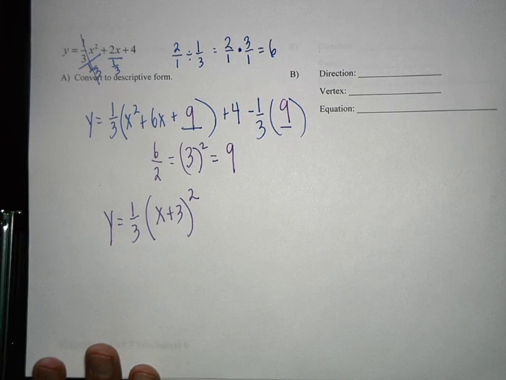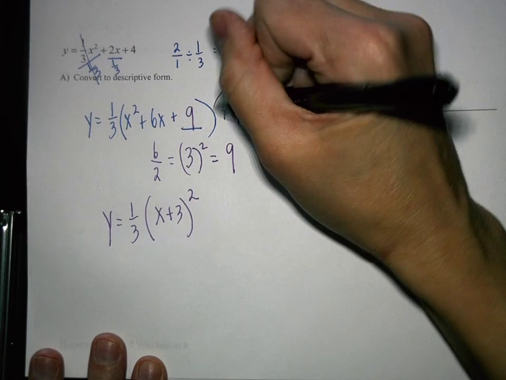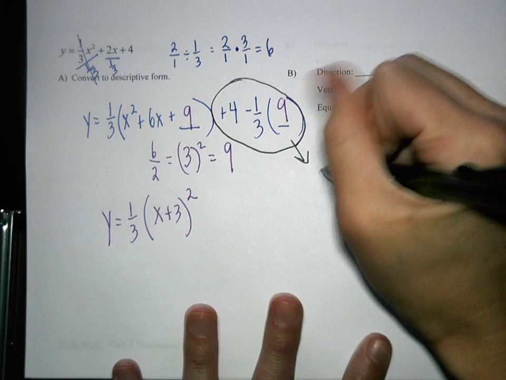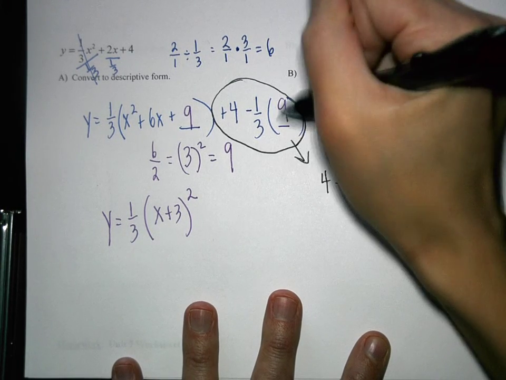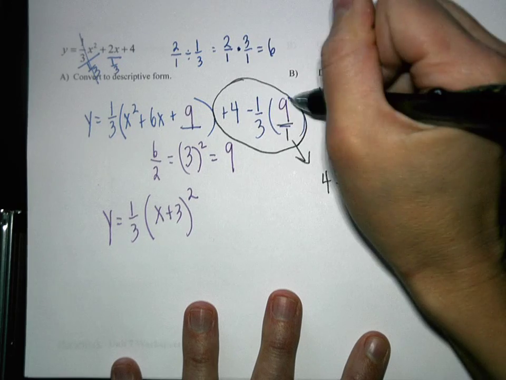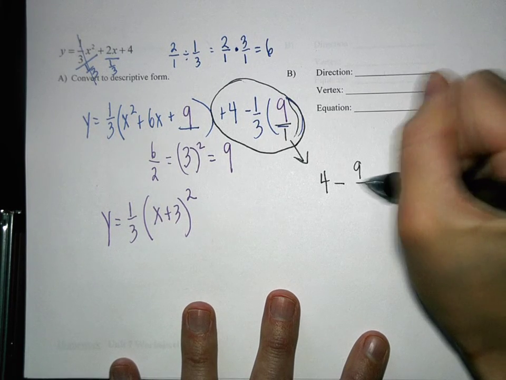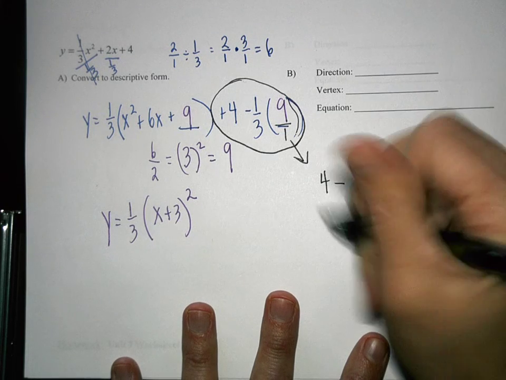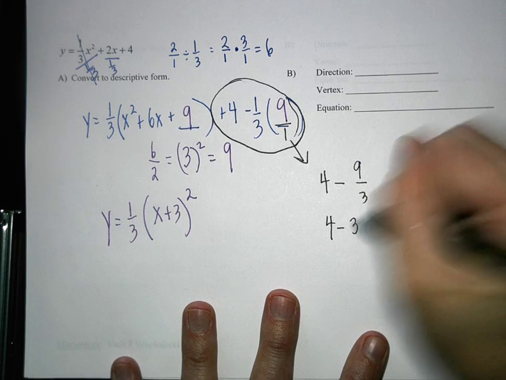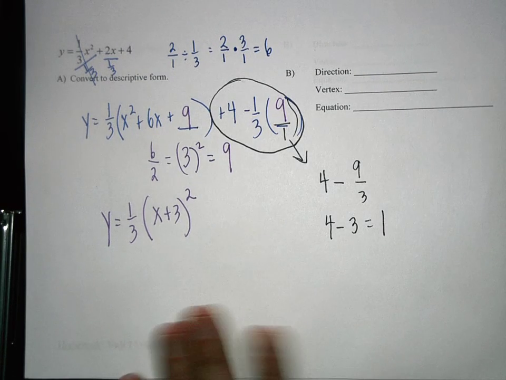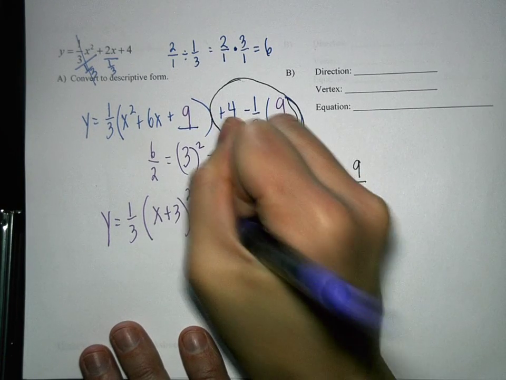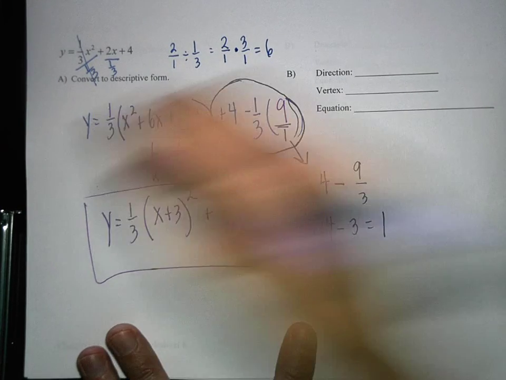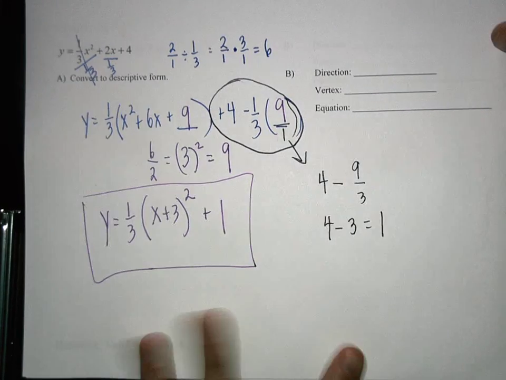The last thing I need to do here is figure out what my adding term here is at the end. And so we have to simplify this. And I get 4 minus 1/3 times 9, there's lots of ways of thinking about that. But if you want to, you can write that as 9 over 3, because 1 times 9 is 9, 3 times 1 is 3. And then we can simplify or reduce that, and we get 4 minus 3, and that equals 1. So for my equation, we have y equals 1/3 times x plus 3 squared plus 1. And that's my equation. So now we can answer all the questions over here.